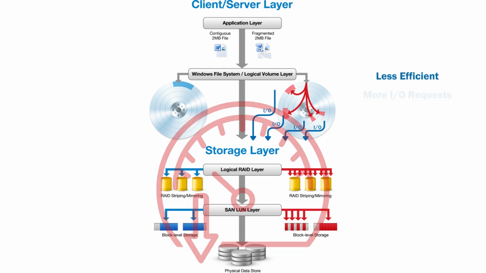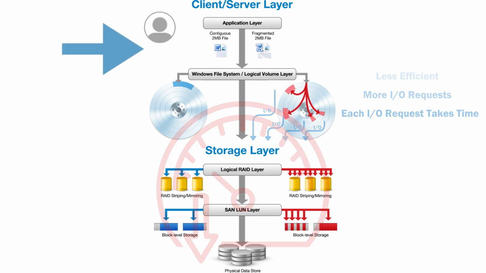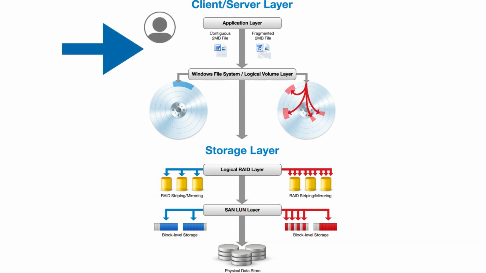Because it's less efficient in taking more I/O requests, and each I/O request takes a certain amount of time to complete, you can obviously see that storing a 2 megabyte file into 4 locations takes 4 times longer than it would if the file was in just one piece. So let's take the same example, only this time the data being written to a storage device is a 2 megabyte file that's just in one piece.